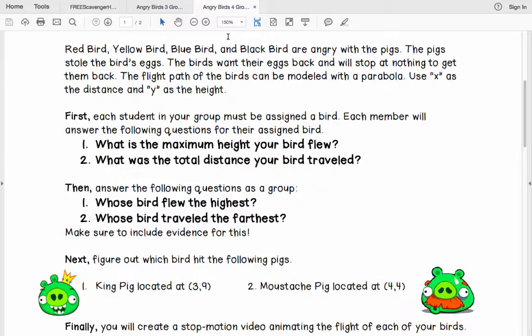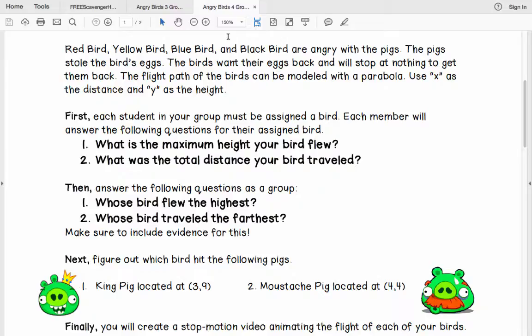So on your paper, you first need to graph it, and you need to make sure it looks really nice. You can either graph it straight on the paper, or you can graph it on a piece of graphing paper and then cut it out and stick it on your paper. Also on there, I need you to answer these questions. What is the maximum height your bird flew? And what is the total distance your bird traveled?